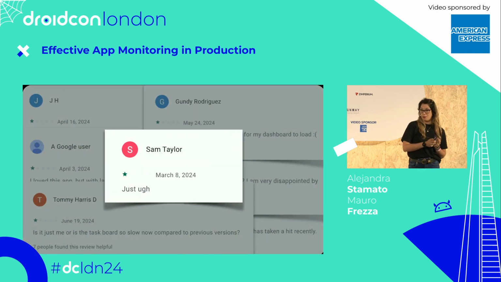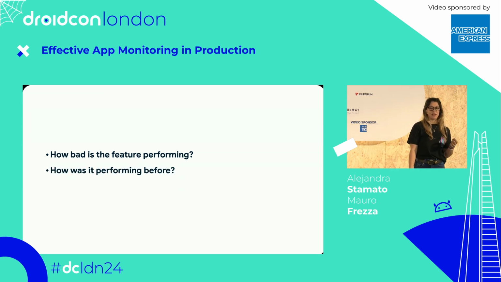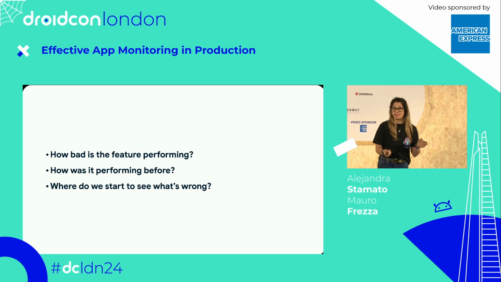So now, a couple of questions that we can ask. How bad is the feature performing? What's happening? And in comparison, how was it performing before? And most importantly of them all, how do we even begin to understand the problem and know what's wrong?